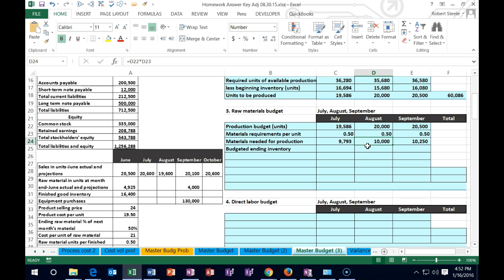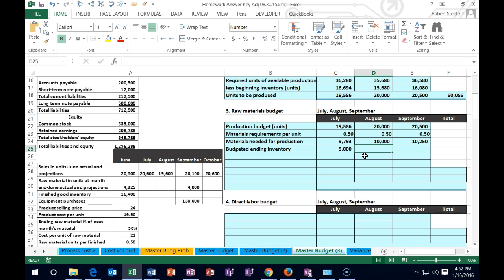We want to have a general rule that we want to plan for ending inventory of 50% of next month's. That's going to be kind of our cushion rule. So for July, we're going to say this equals 10,000, that's what we're going to need next month, times 0.5. Enter. We want 5,000 basically left in the warehouse as of the end of July.